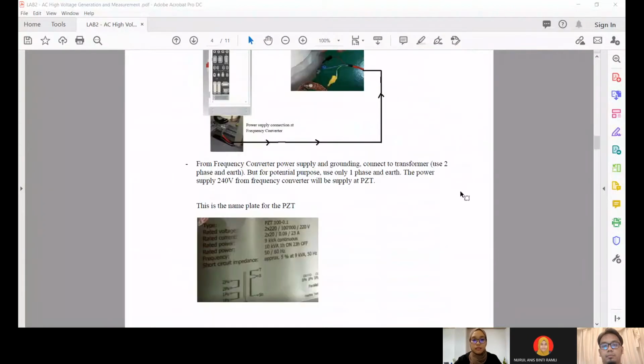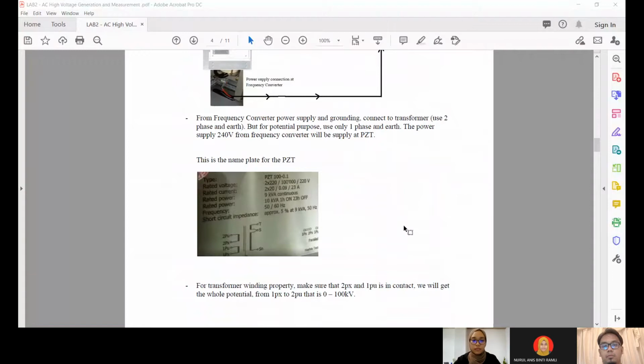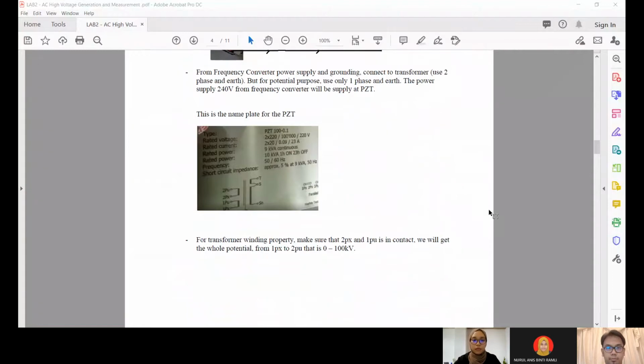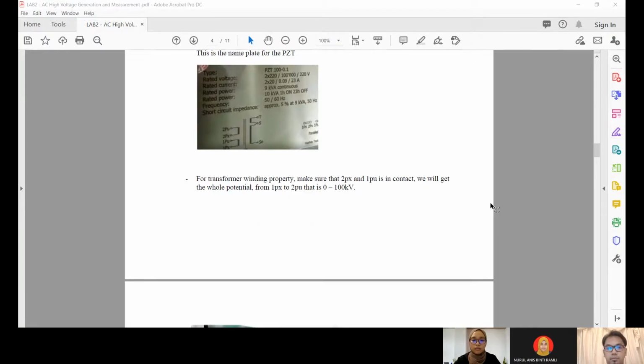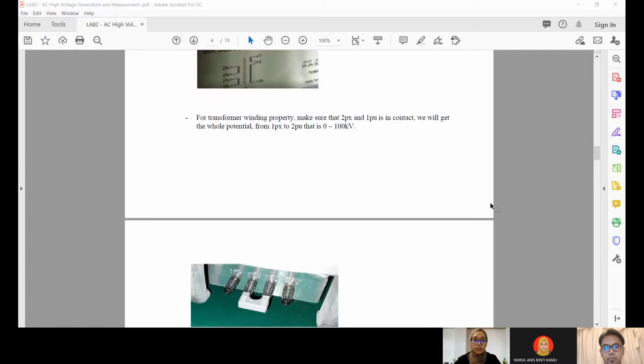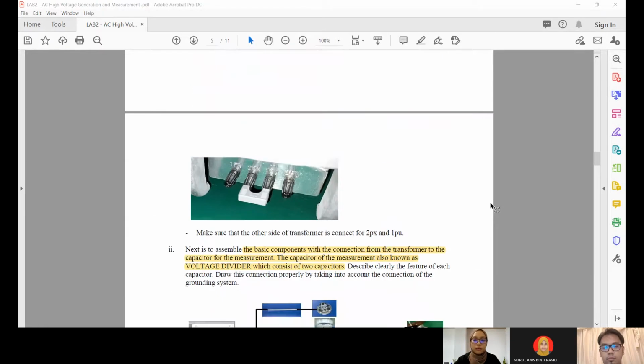Okay, the next one is the nameplate for the PZT. For the transformer winding property, make sure that 2px and 1pu are in contact. We will get the whole potential from 1px to 2pu, that is 0 to 100 kV. Make sure that the other side of the transformer is connected for 2px and 1pu.